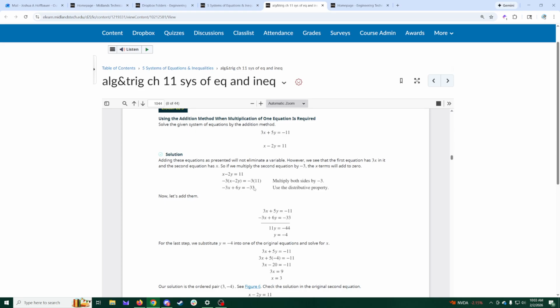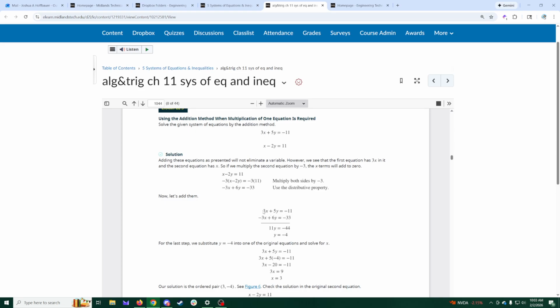And so now we're going to take this newly modified version of that equation and add it to the first one. Because we're still adding the two equations together. We didn't actually change the value of the second equation. We just made all the numbers negative 3 times bigger, which didn't change what the equation is saying as long as you do the same thing to both sides. So we're going to take the modified version of that second equation and add it to the unmodified version of the first equation.